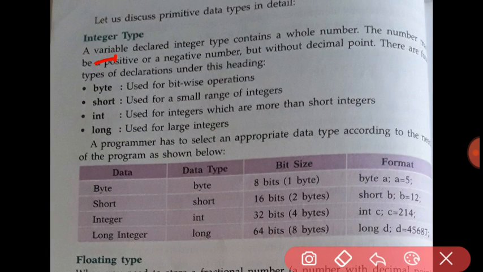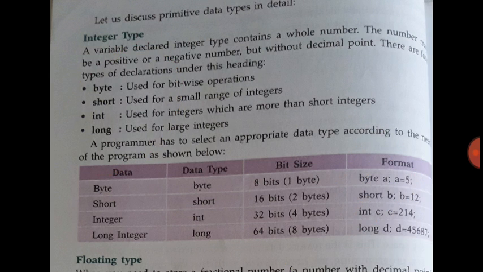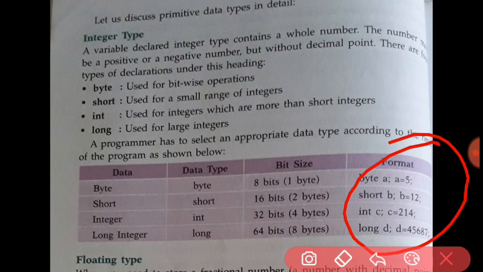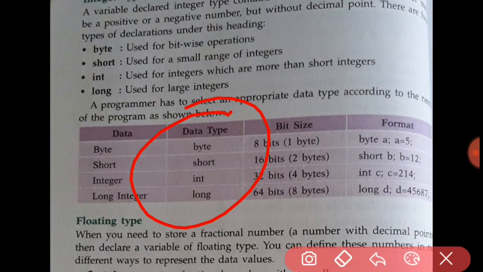So I told that these are the categories. These are the sizes: for byte 1 byte, short 2 bytes, int 4 bytes, and long 64 bits, that is 8 bytes. 1 byte consists of 8 bits, remember. This is the format, means example. Remember, the declaration is fixed. Don't use any uppercase letters. Java is a case sensitive language, so you have to use the same characters.